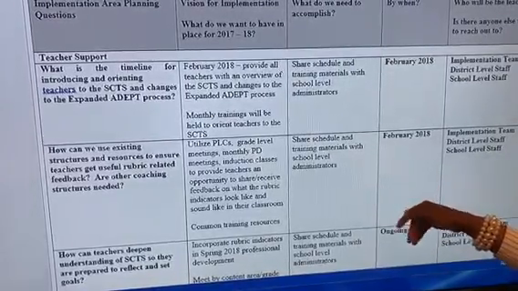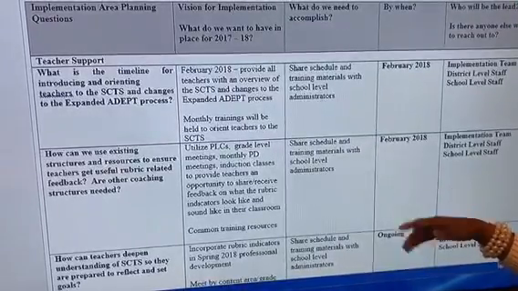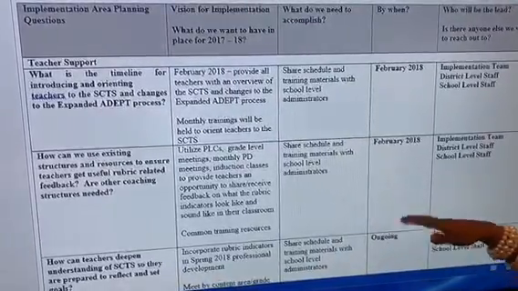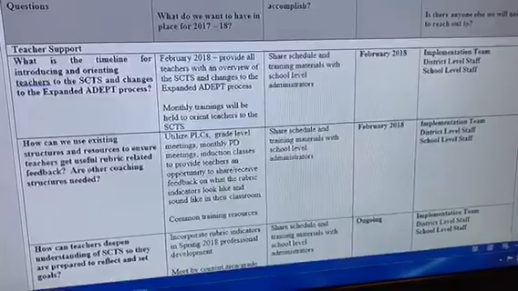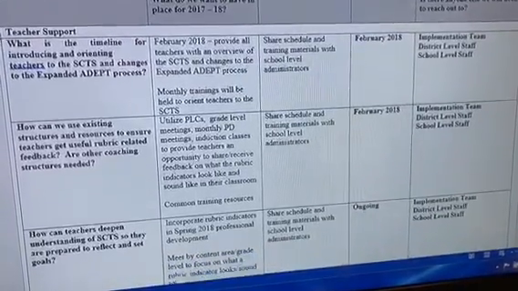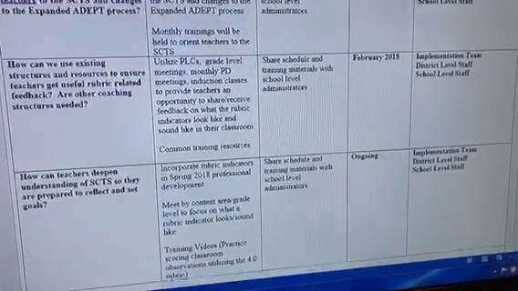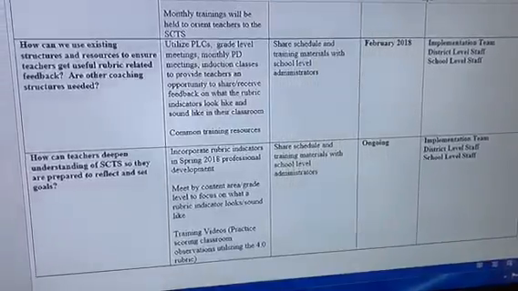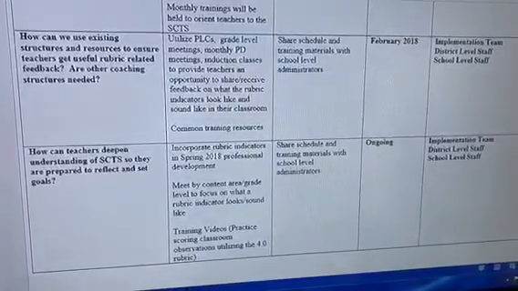What do we need to accomplish? We need to share the schedule and training materials with you so that you can have that. And of course, we're looking at doing that this month. And you basically have a lot of that information already. Then we talked about how can we deepen the understanding of this rubric.